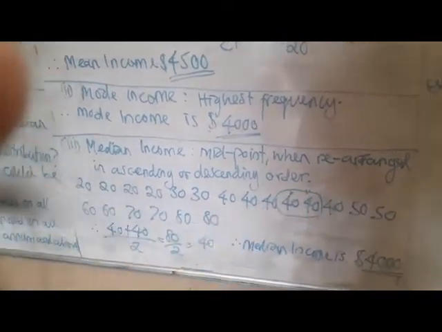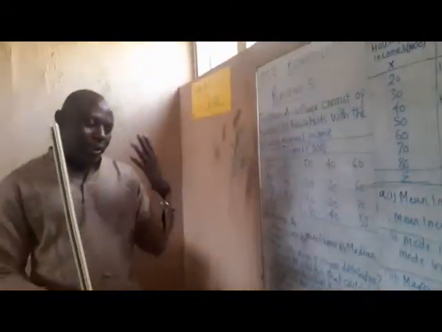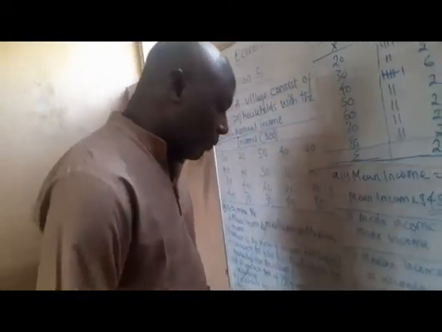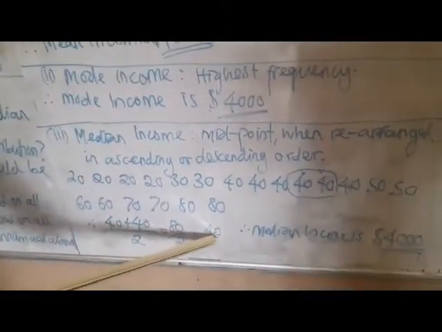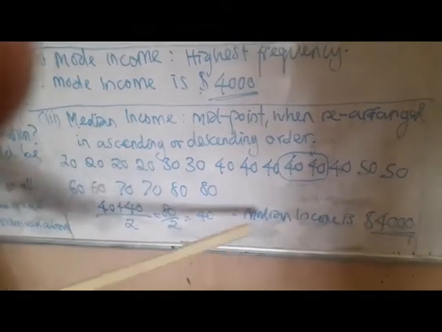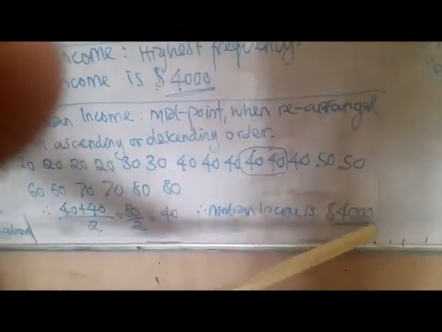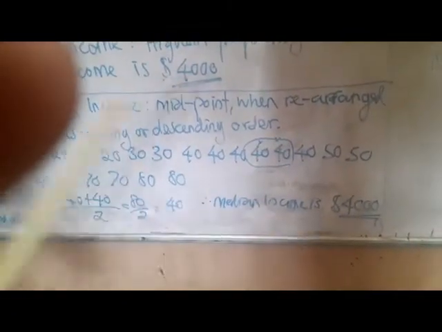You can see you have two midpoints. You have two median incomes. So you pick the two median incomes. You add them, divided by 2. 80 divided by 2, which is 40. Always remember to add the two zeros to this 40, and you have 4,000. So the median income is 4,000. I hope you are clear. I hope there is no problem with that.